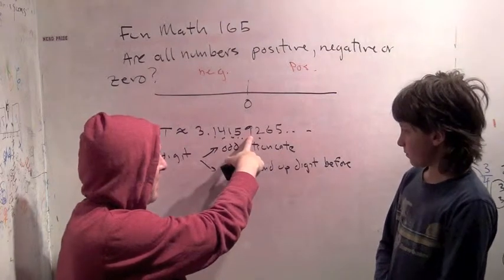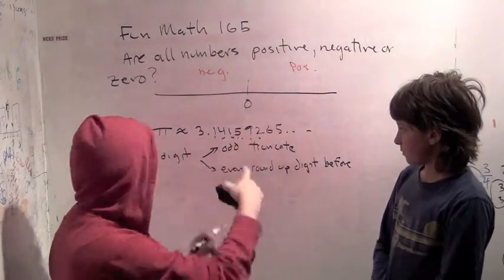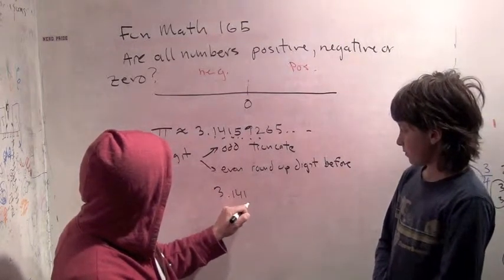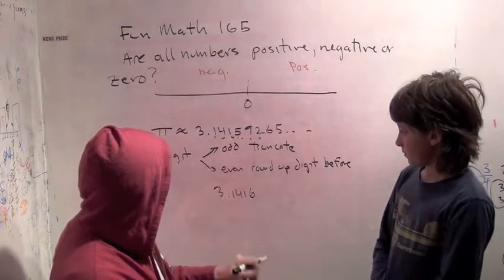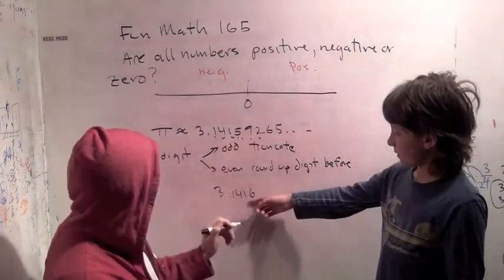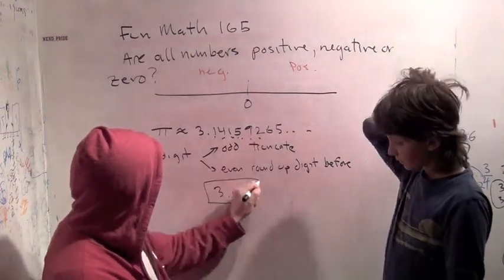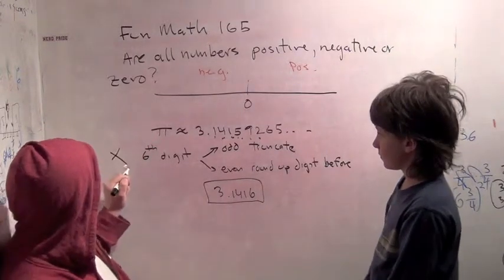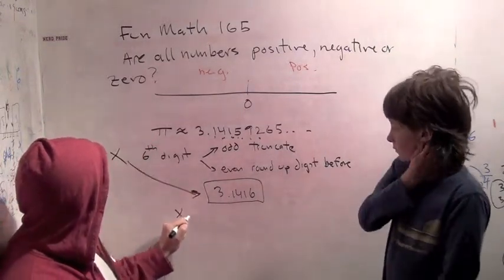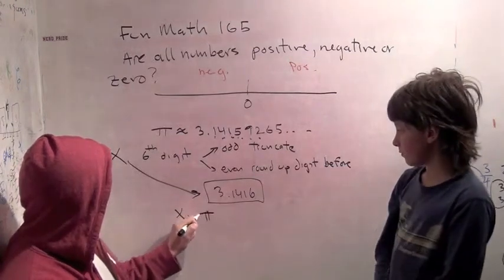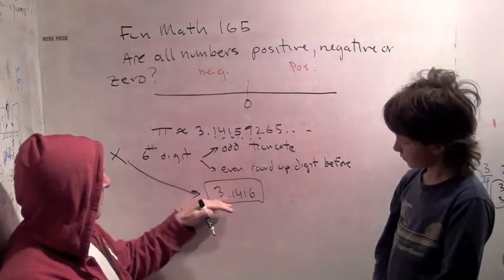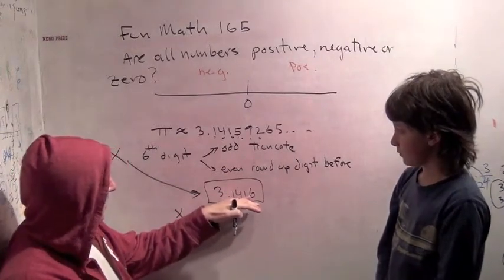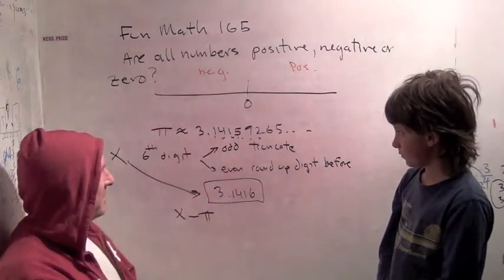9 becomes a 10. That means we have to go back here. So we get a number that would be 3.1416, because we have to round that. We just produce this number, and we're going to call x this number. Now we're going to take a look at x minus pi. So what's this number minus pi? 3.1416 minus pi. Is that positive, negative, or is it zero?